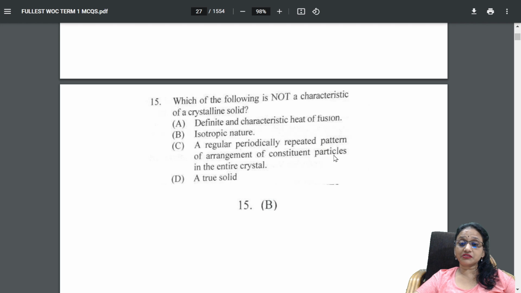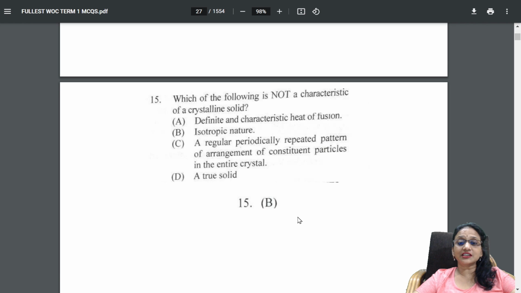Which of the following is not a characteristic of a crystalline solid? So this is also in the options, because crystalline solids are anisotropic in nature, isn't it? So here, which is anisotropic in nature? They said it is isotropic, which is a wrong statement. Yes, students. All right.